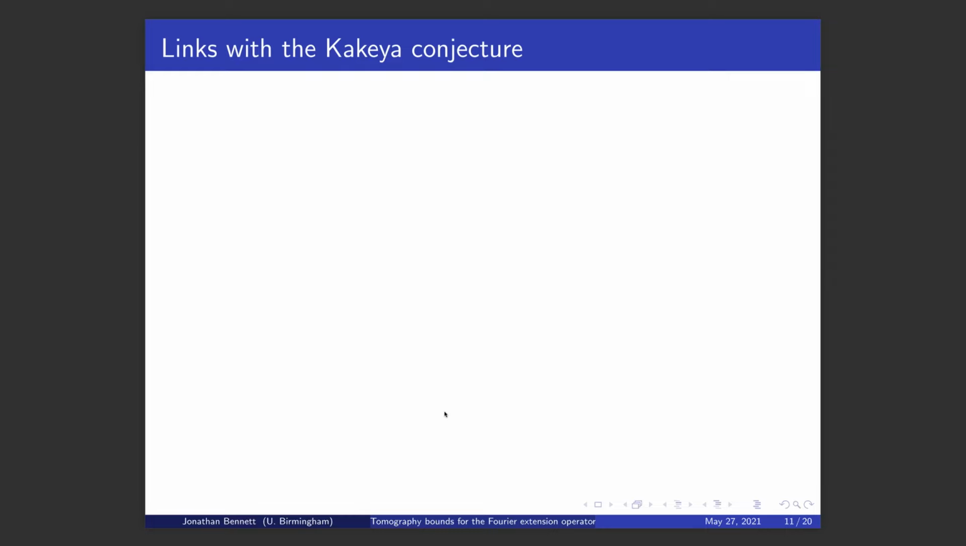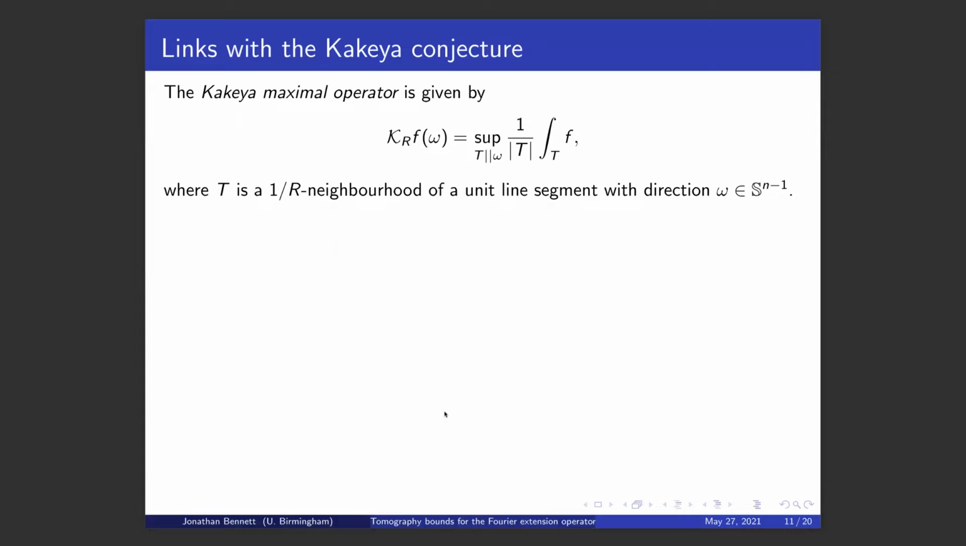So the Kakeya conjecture concerns the Kakeya maximal operator, which I've stated here. So the Kakeya maximal operator is defined as follows. I take a function f on R^n, and I take a direction omega. So omega lives on the unit sphere. And I consider line segments T, and I compute the average of f over those line segments. And now I take the supremum of these averages over all line segments which have direction omega, right? And this gives me a function of omega.